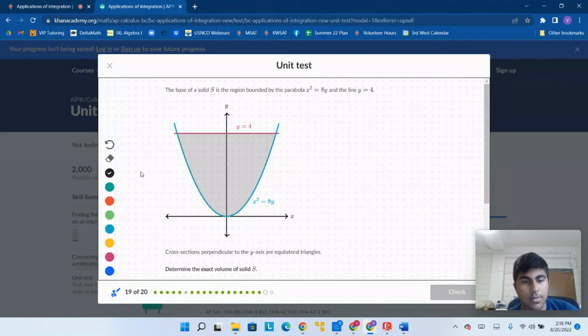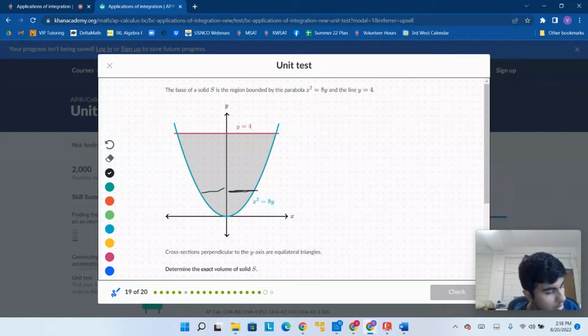And each one is going to be spanning between the two x's. All right, so this part right here is x, which is going to be the square root of 8y. This is also the square root of 8y, so it's going to be 2 square root of 8y. 2 square root of 8y is going to be the side length of the equilateral triangle, which then you square and multiply by root 3 over 4, because that's how you do it with equilateral triangles. Root 3 over 4, that's your triangle, and you're going from 0 to 4 with that.